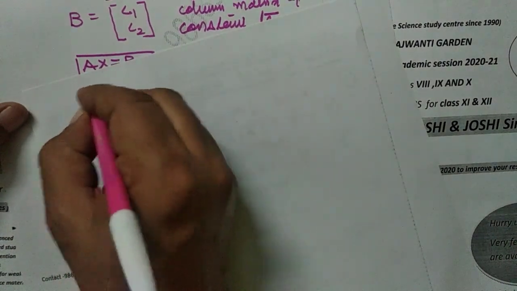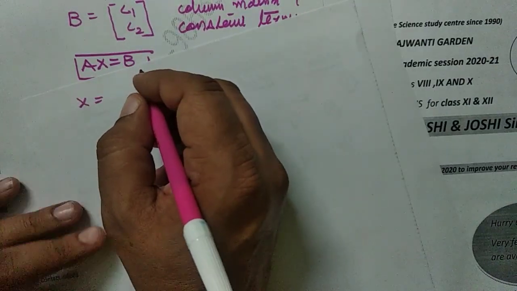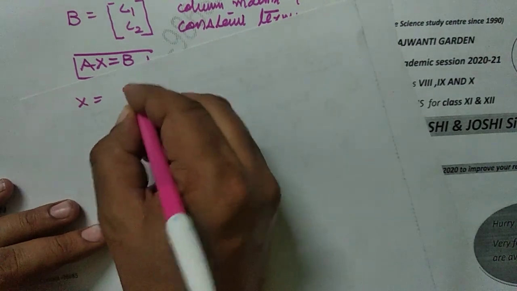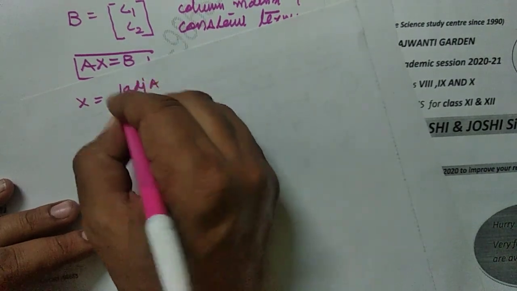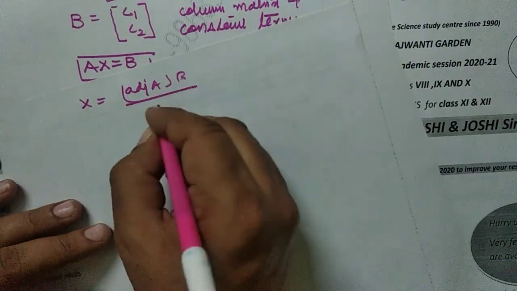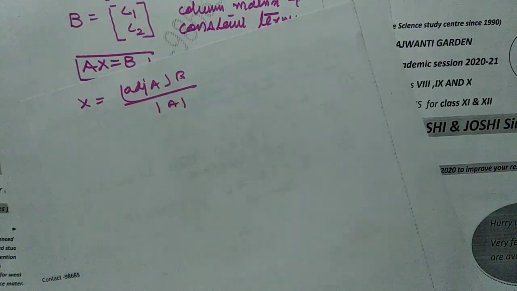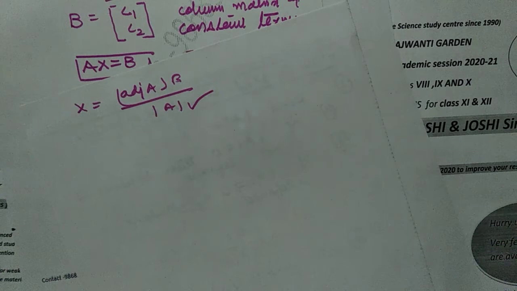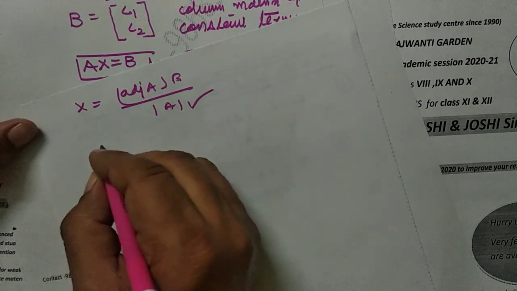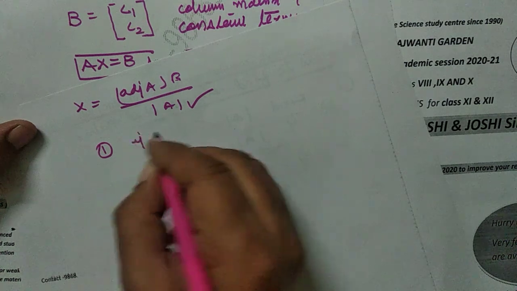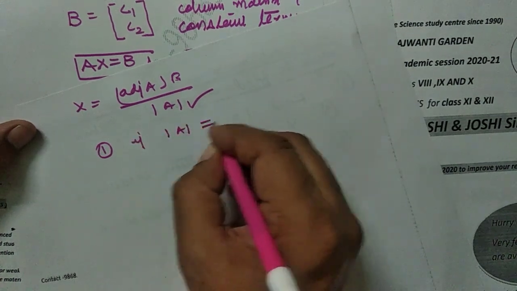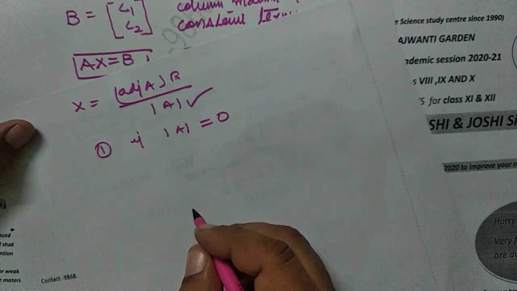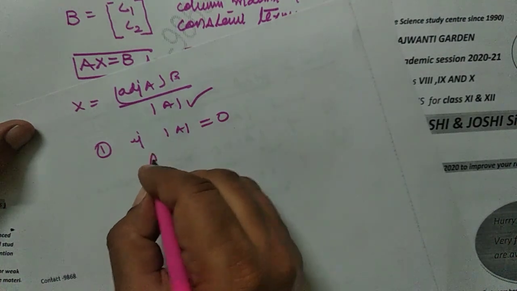As we know that X is equal to, whether it is a 2 into 2 matrix or 3 into 3 matrix, X is equal to adjoint of A into B divided by determinant of A. So you all know if this denominator is 0, it means it is not defined. As simple as denominator is 0 means it is a singular matrix. So what will happen? First case, if determinant of A is equal to 0, the system is called inconsistent.